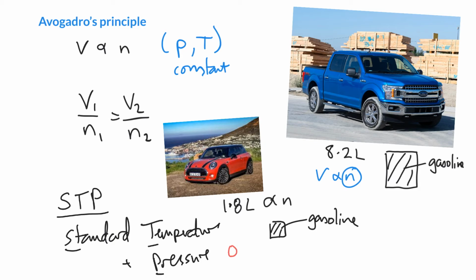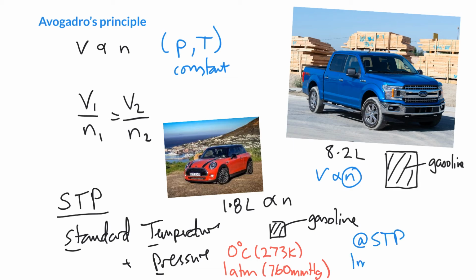And our standard temperature is 0 degrees C or 273 Kelvin. And our standard pressure is 1 atmosphere, or if you prefer 760 torr, millimeters of mercury, or 101,325 pascals if you're a nerd. And what's really nice is if you're at STP, then it turns out 1 mole of gas always takes up the same volume, give or take, and it is 22.4 liters.